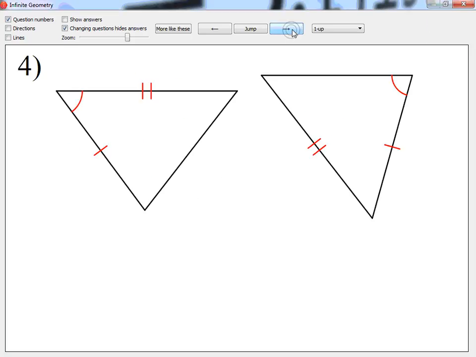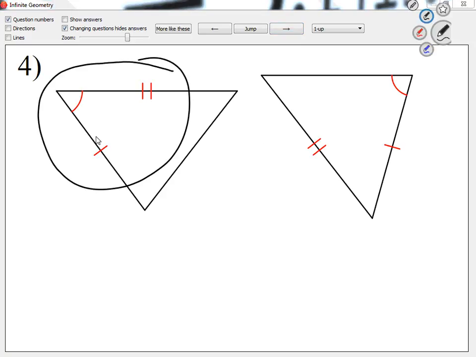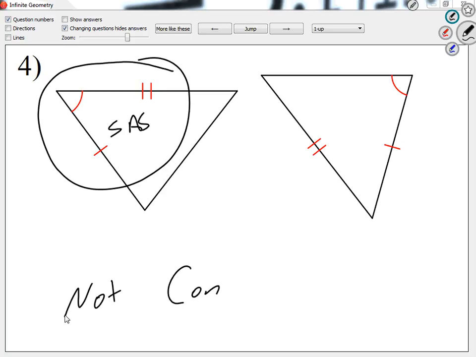But now on number 4, well, I look at this one. I see 2 sides and the angle in between, right? But then I look at the other triangle. Do you have the same markings on the other triangle? No. No? So not congruent. Remember, they have to be marked the same way.